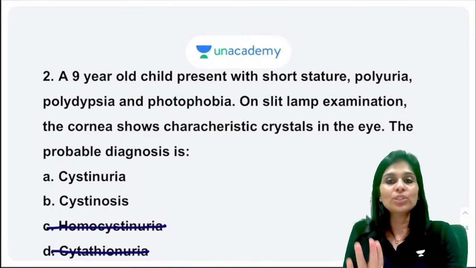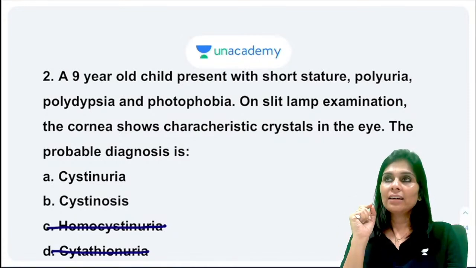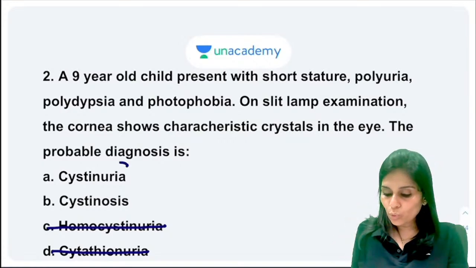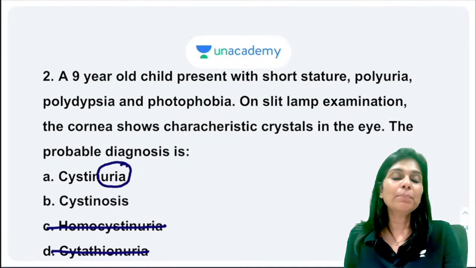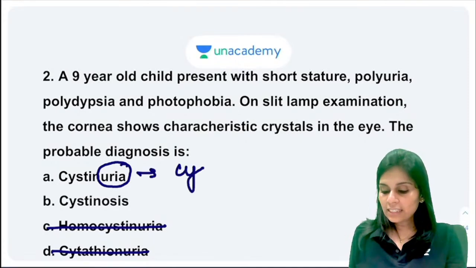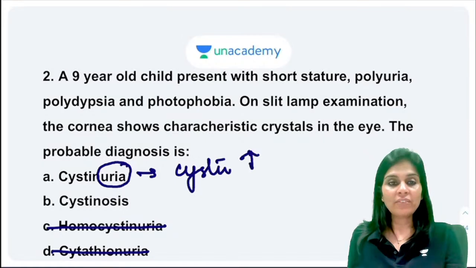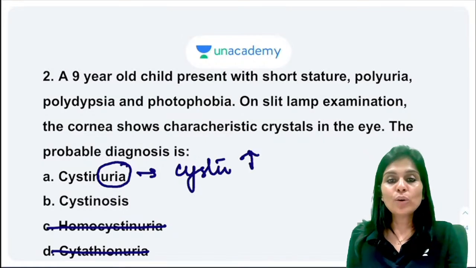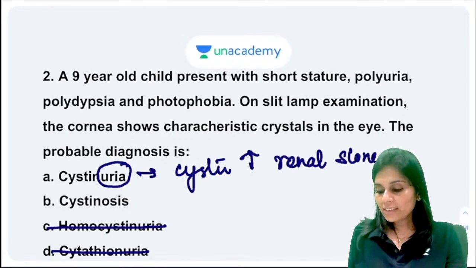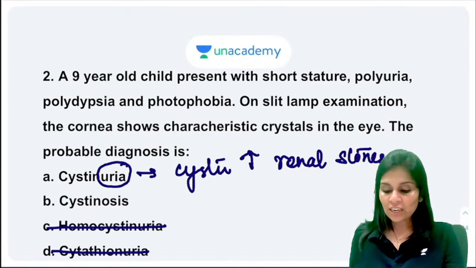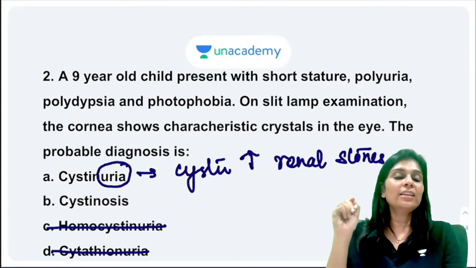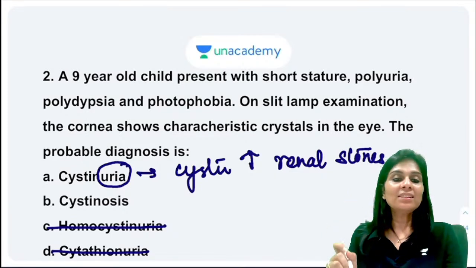Cystinuria and cystinosis. Can I give you a shortcut? The shortcut is cystinuria. The name tells you that something is happening in urine. What happens in urine? In this condition, cystine level in the urine will be elevated, and the cystine is insoluble in urine, so it presents as renal stones. Do you understand this? It presents as renal stones. So cystinuria, the name is a clue. It means high cystine is found in urine and it presents as renal stones.